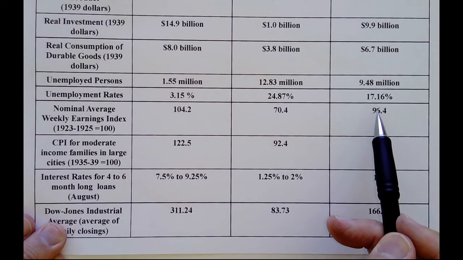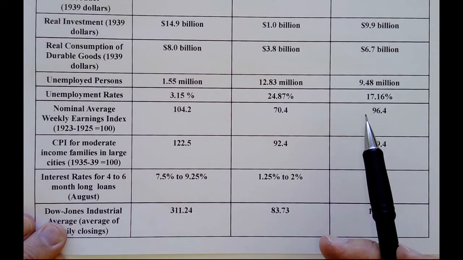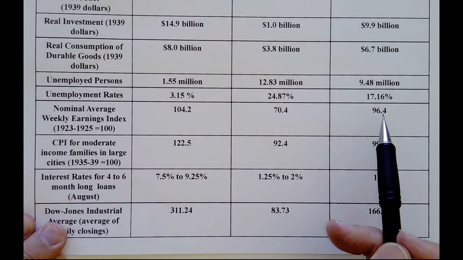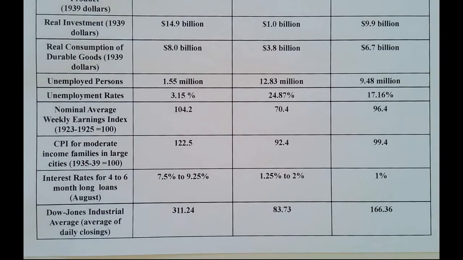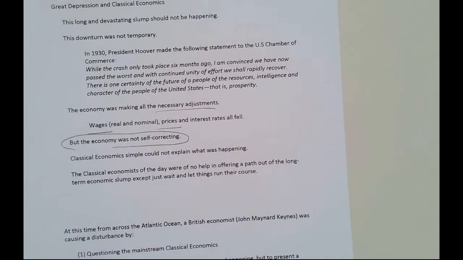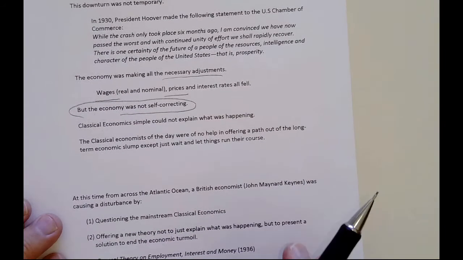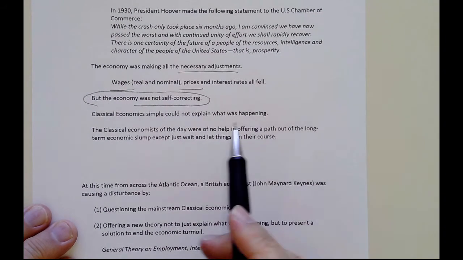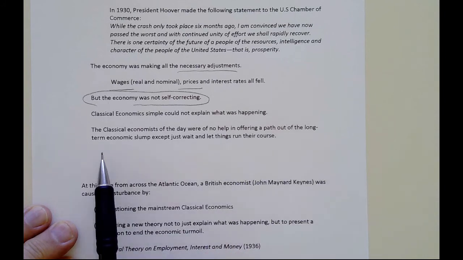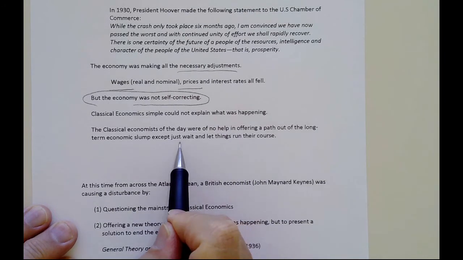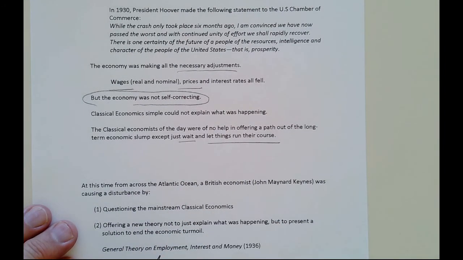After 37, the economy went back down into another recession where the unemployment rate increased, and the whole thing really did not end until the Second World War came about. So classical economics simply cannot explain what was happening. And the classical economists of the day were of no help in offering a path out of the long-term economic slump, except to say, wait, and let things run their course. And so their only solution to an economic slump was simply do nothing. Again, laissez-faire, the government should stay out and let the economy self-correct, but the economy was not self-correcting.